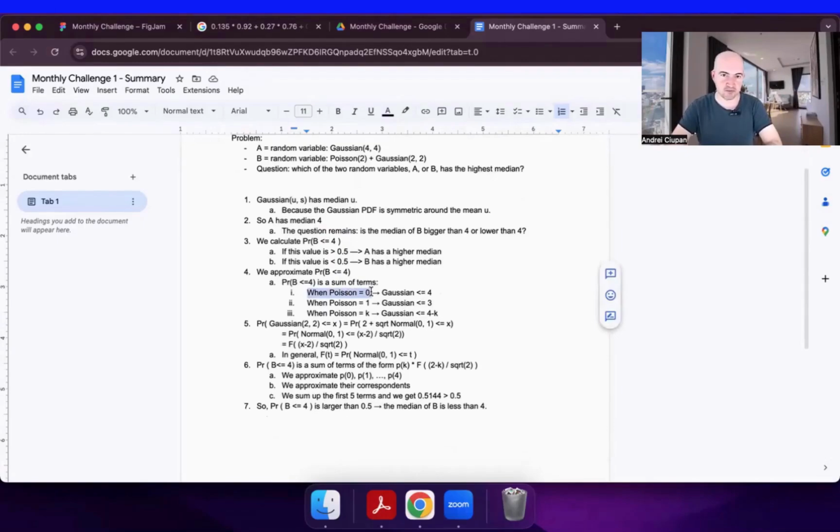the Poisson PDF, we had to know how to go from a Gaussian to this general normal 0, 1. We had to know that we can actually find these values, or we can approximate these values. And then this interesting technique of comparing B to the median.